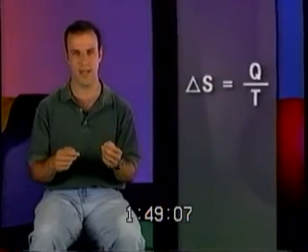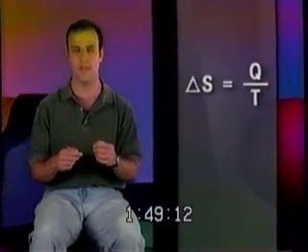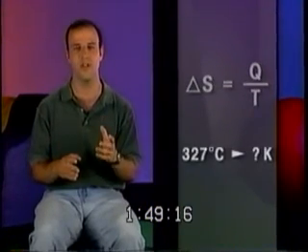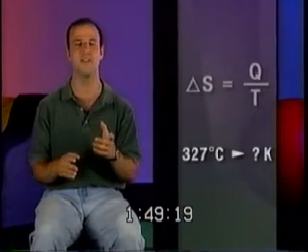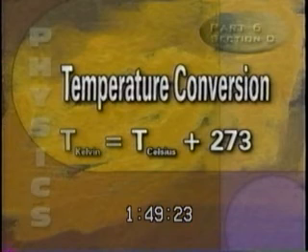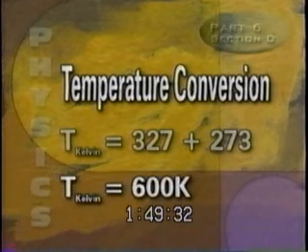Now that we know how much heat it takes to change the phase from solid to liquid, we can find the lead's change in entropy using our equation delta S equals heat, Q, over temperature, T. Remember that the temperature in this equation is in kelvins, so first we have to change 327 degrees Celsius into degrees Kelvin. The temperature in degrees Kelvin equals the temperature in degrees Celsius plus 273. Using our information, that's 327 plus 273, which is 600 degrees Kelvin.